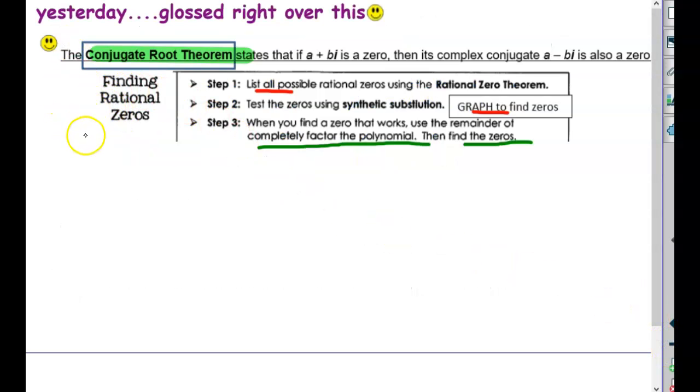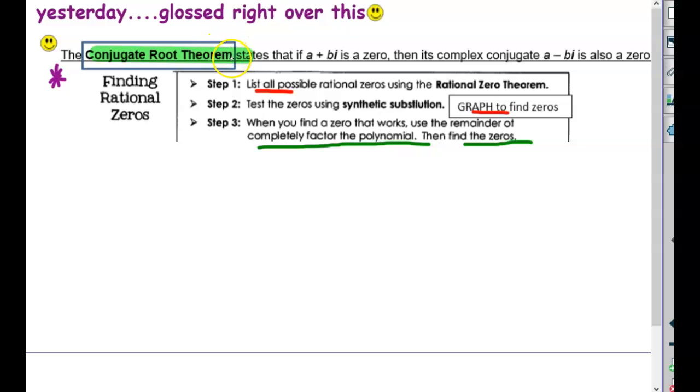Yesterday I glossed right over this. At the end I was talking about finding rational zeros, and we reviewed this, and we are going to do this again today. We're going to list all the possible rational zeros. We're going to graph and find where those real zeros are. And then we'll completely factor the polynomial. And at the end, you know, we could have imaginary zeros. We could have irrational zeros. But this was really important, and I skipped right over it.